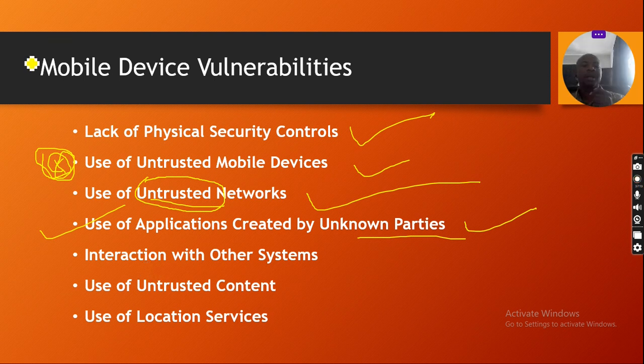Another area of mobile vulnerability is interactions with other systems. Because mobile devices also interact with other systems like pads, computers and other things, this can create a vulnerability in the integration between the mobile operating system and the other devices.